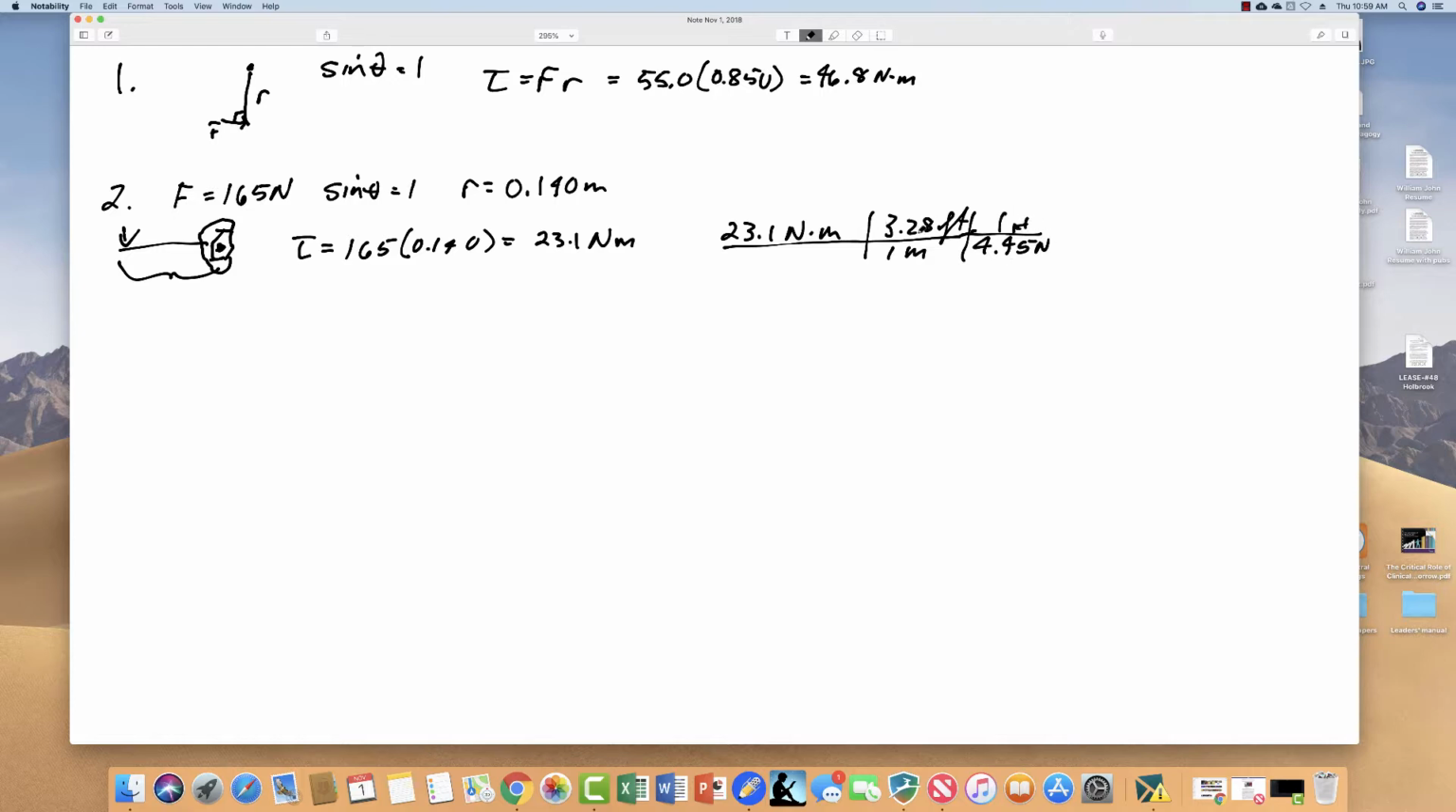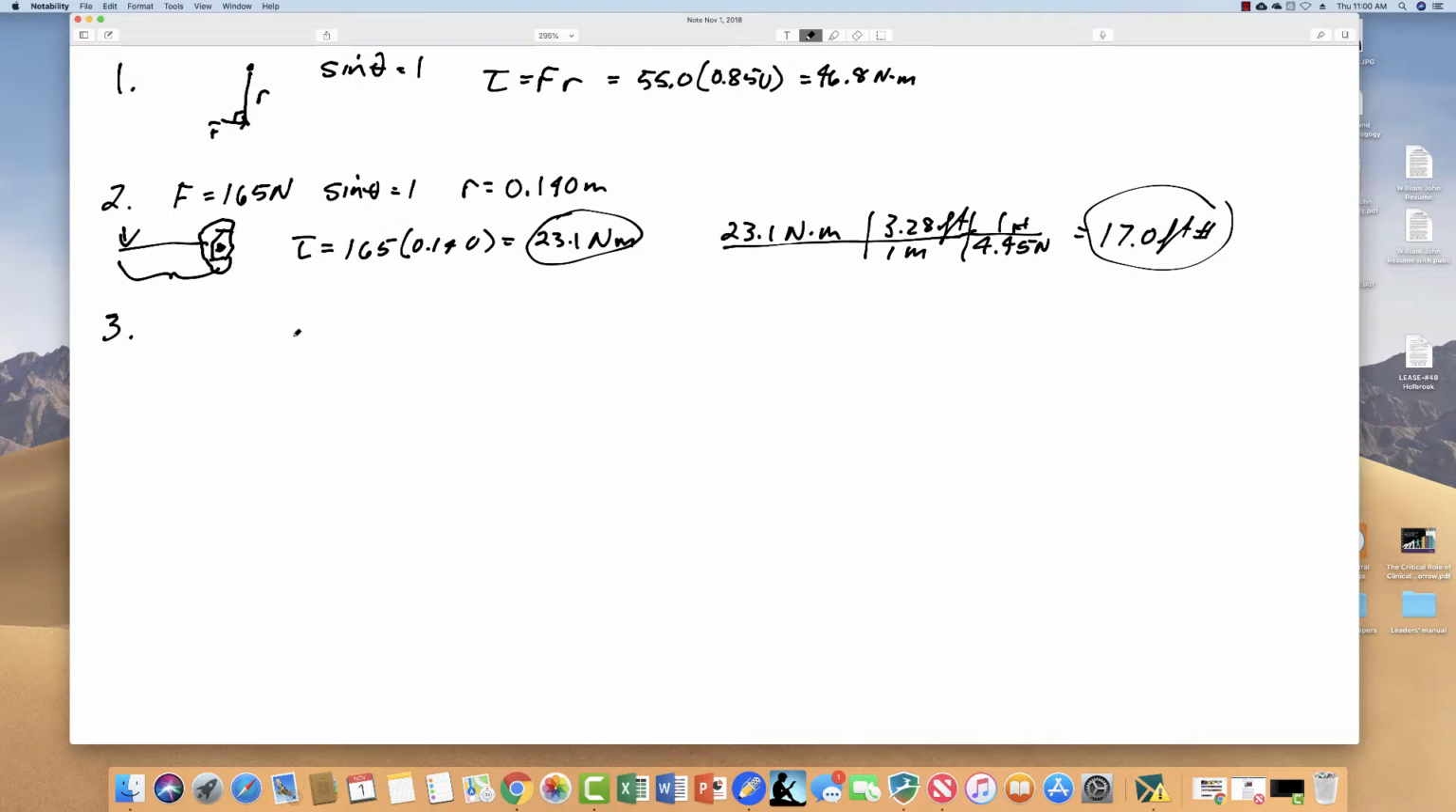If you multiply by 3.28 and divide by 4.45, you get 17.0 foot-pounds, which is the English unit for torque. 17.0 foot-pounds of torque. Now the other way you can do it is you can actually just look up how many foot-pounds there are in a Newton meter, and it's whatever 3.28 divided by 4.45 is. And that's the other way you can do it.